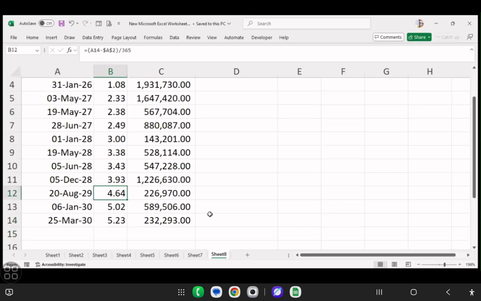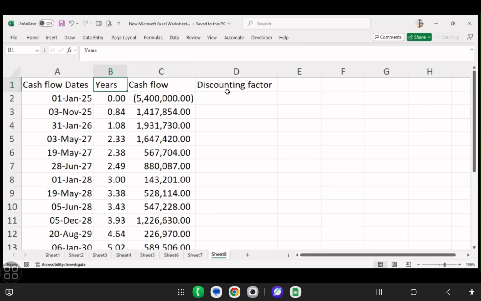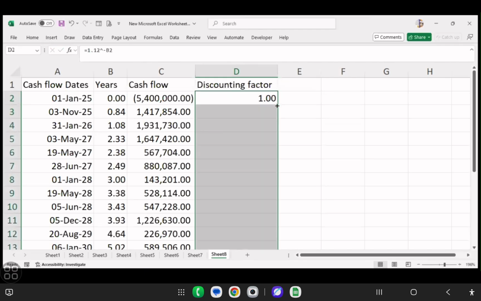So if you were to determine the discounting factor, let me assume that the discounting factor is 12%. 1.12 power negative this period here. The years, we use the years. Then I will drag them down to the end. I can give them 4 decimal places like this.